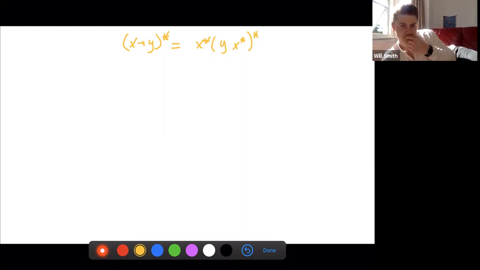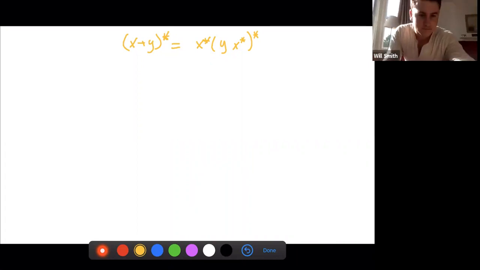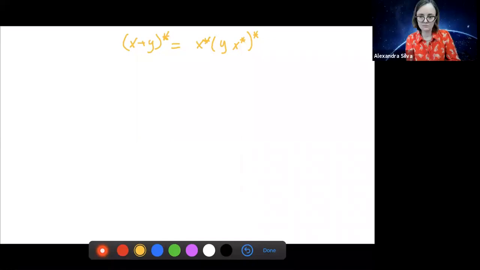My Zoom has just frozen. I don't know if it's frozen for everyone or just for me. Yeah, you started cutting out a little bit, I think. Can you still see my iPad screen?